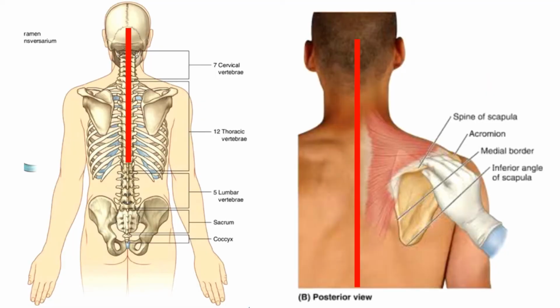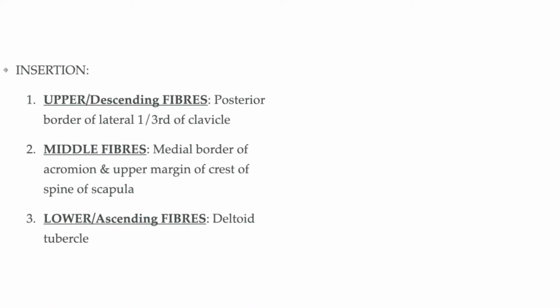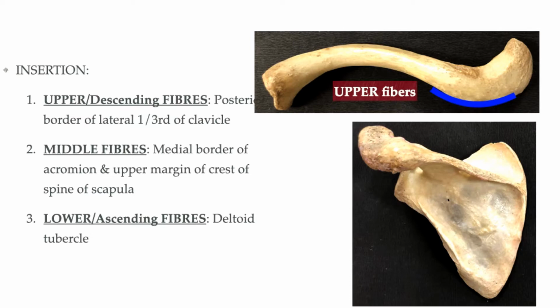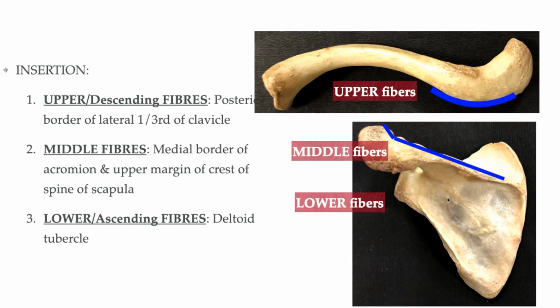After taking origin, all the three types of fibers converge laterally towards the clavicle and the spine of the scapula. So the upper fibers, that is the descending fibers, insert over the posterior border of lateral 1/3 of the clavicle. The middle fibers converge laterally and get inserted over the medial border of acromion and upper margin of the crest of spine of scapula. The lower fibers converge laterally towards the medial end of the spine of scapula at the deltoid tubercle.